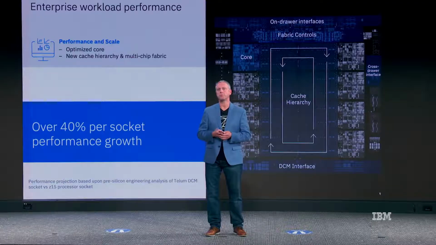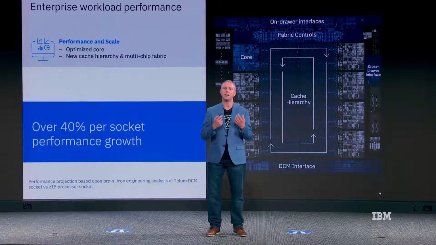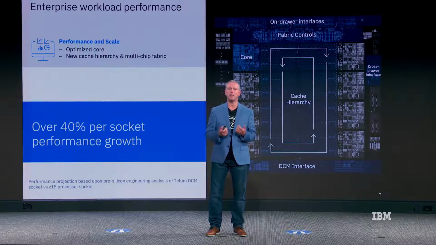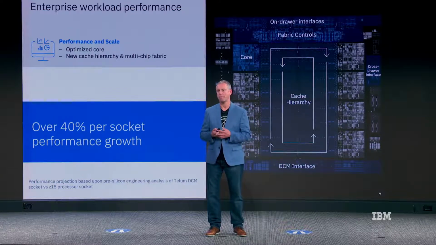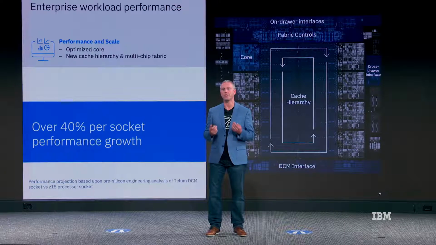Taking all of these enhancements together, the improved fabric controls and on-drawer interfaces, the core design and the cache hierarchy, we can achieve over 40% per socket performance growth. That's the kind of performance growth our clients need to keep up with the increase in their workloads. I spent a lot of time describing the details of how we achieve the performance and scale. I now want to switch gears and talk more about the embedded accelerators and specifically the accelerator for AI.